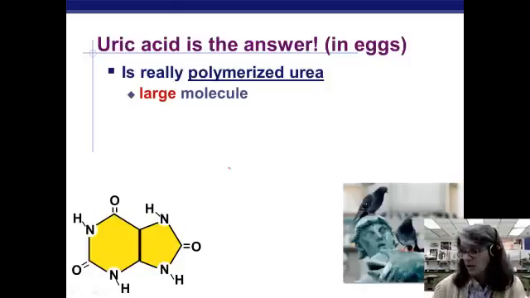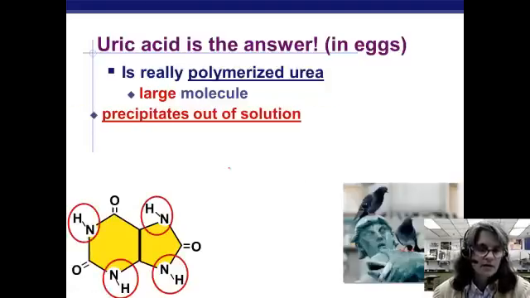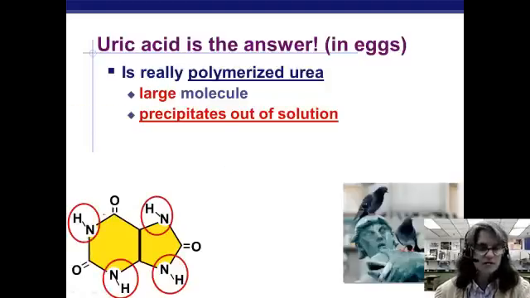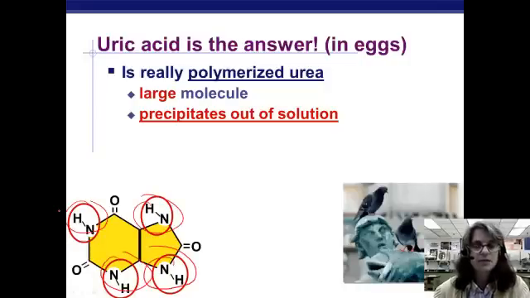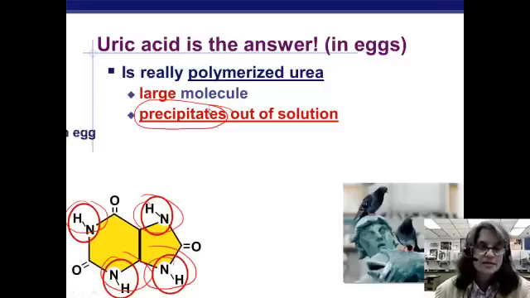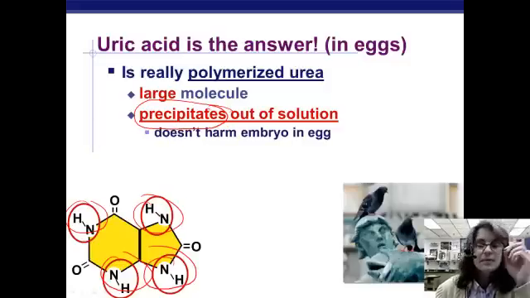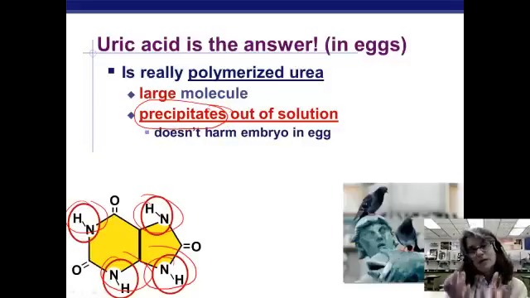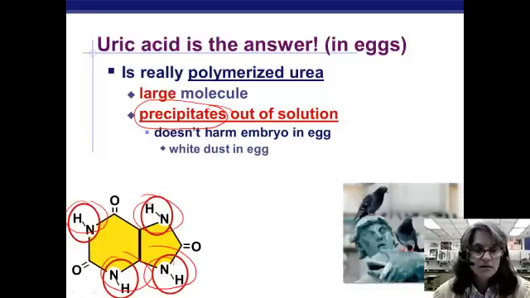Uric acid is basically urea that is polymerized. It's even bigger. It's a large molecule. Okay? And here you can see all the nitrogen-containing groups on this molecule. It's a really big molecule, and it acts to precipitate out of solution. It won't dissolve in water. It's a solid. Because it is a solid, it can be held in a membrane, packaged away in the egg, and it will not affect the embryo. It won't dissolve in water. It's not going to poison the little embryo.